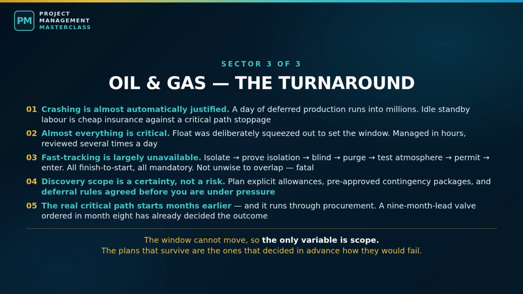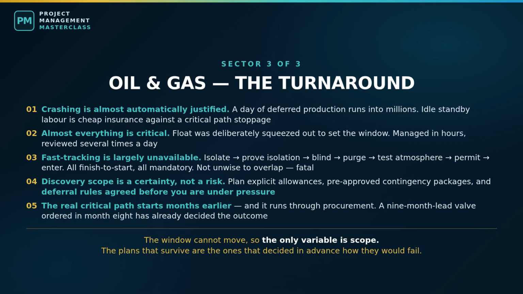Consequence 3. The dependencies are genuinely mandatory and safety critical. Consider a pressure vessel chain. Isolate, prove isolation, install blinds, purge and inert, test the atmosphere, issue the confined space entry permit, enter, inspect, repair, remove blinds, box up, leak test, recommission. Everyone is finished to start, and everyone is mandatory.